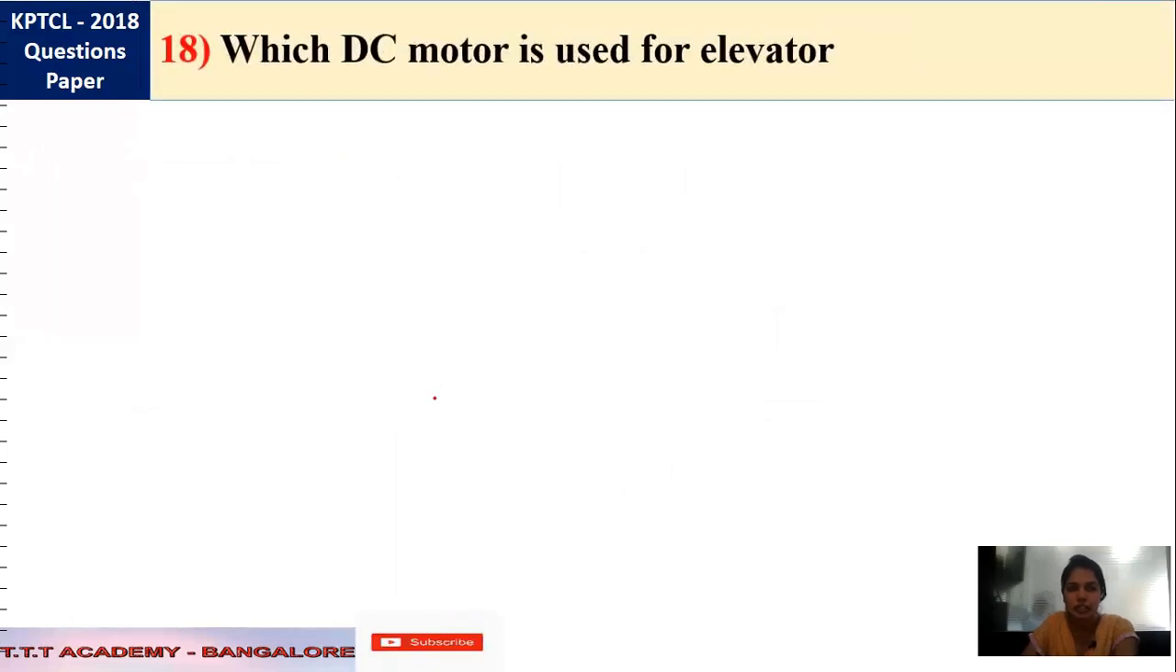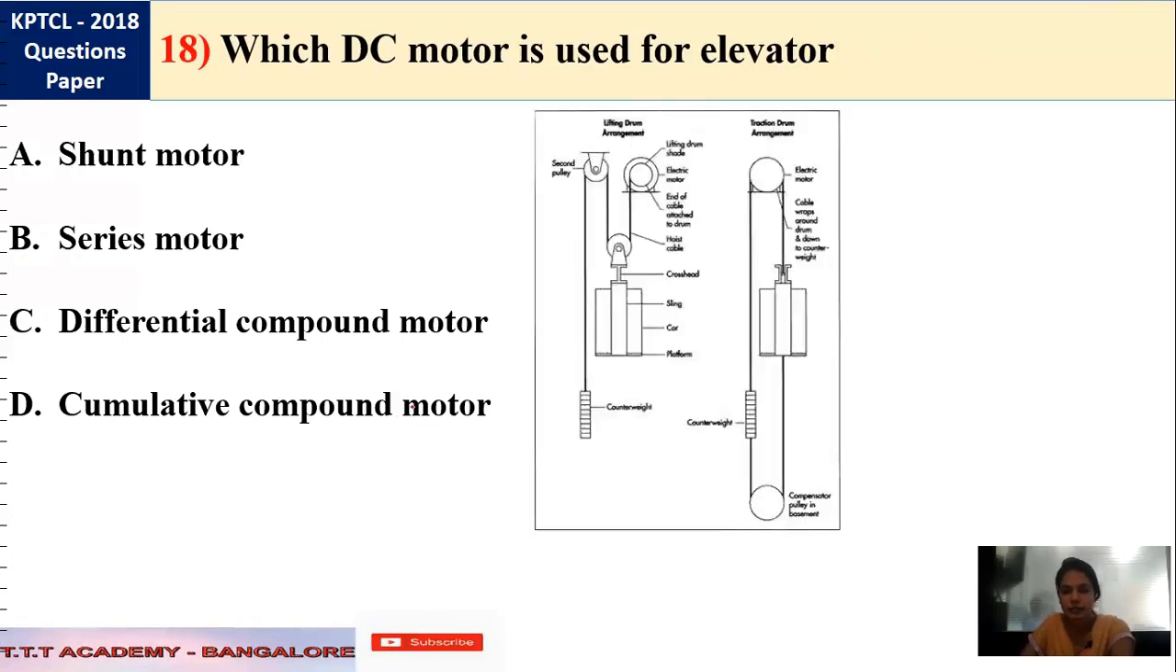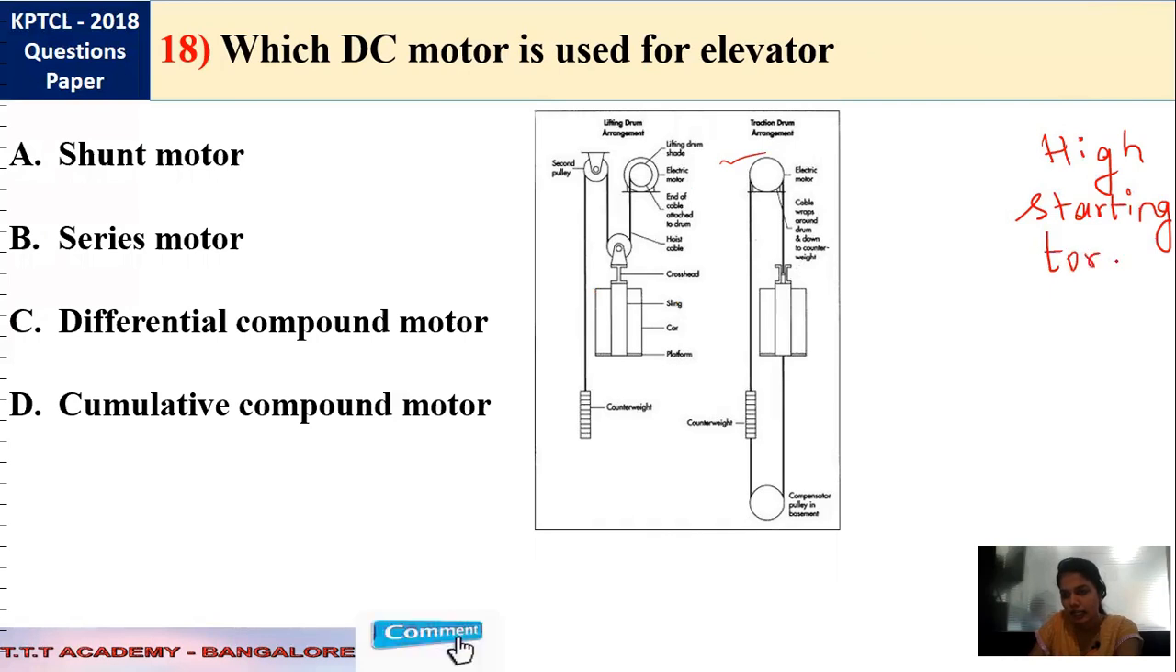So the 18th question is, which DC motor is used for the elevator? These are the options. Here you can see the construction of an elevator. What does it require? It requires high starting torque. Because in order to pull the lift upwards, we need high starting torque here.